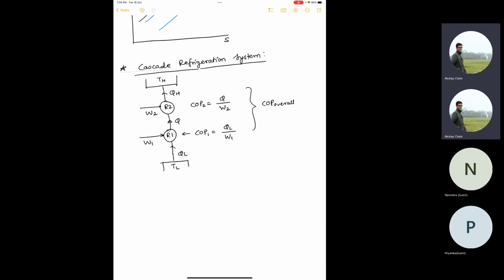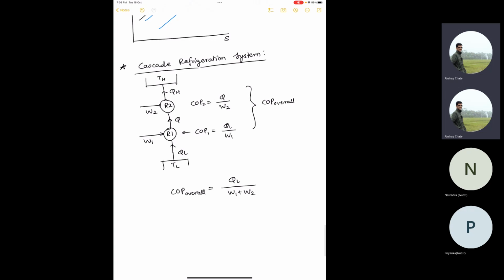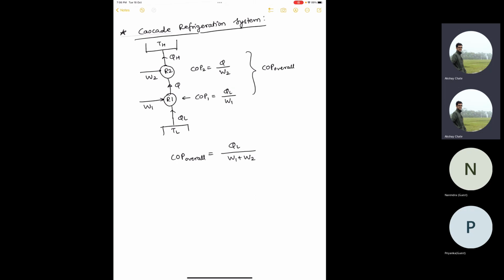Now if you write COP overall, what is the overall desired effect? It is again QL, because that much heat you want to extract. And what is the net input? It is the total of these two, W1 plus W2. Now you have to do some manipulation. First of all, we have the COP formula QL by W1. So multiply and divide by W1. It is the same, right? This becomes QL by W1 into W1 by W1 plus W2. Just rearranging the terms. So this is your COP1, the COP of the first refrigerator.